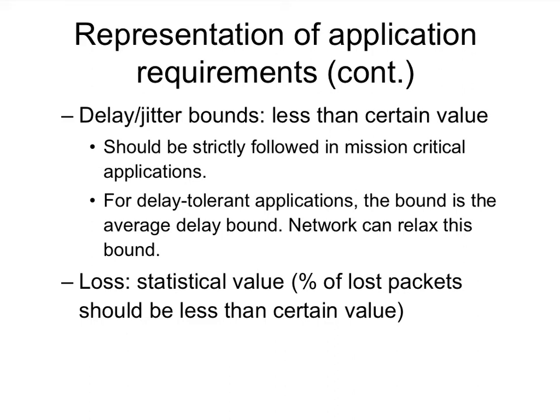So for packet loss, for example, we sometimes maintain a statistical value. So this is different from average or maximum or minimum. Statistical value means that in 90% of the time, I need to maintain this much packet loss. 90% of the time. Which means that 10% of the time, it can increase more than that.